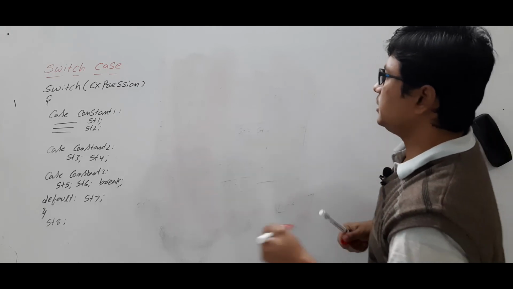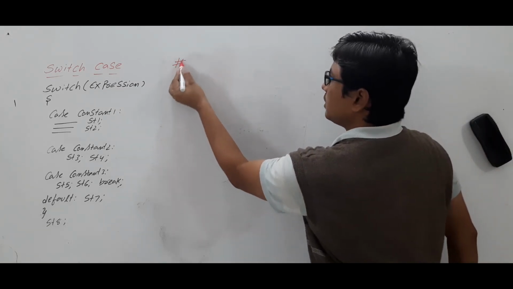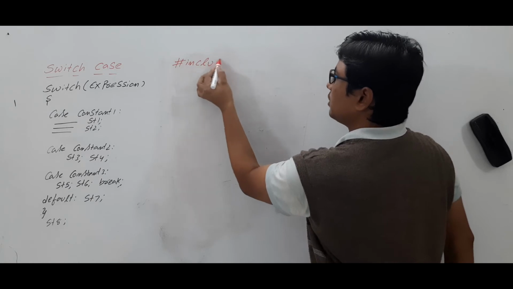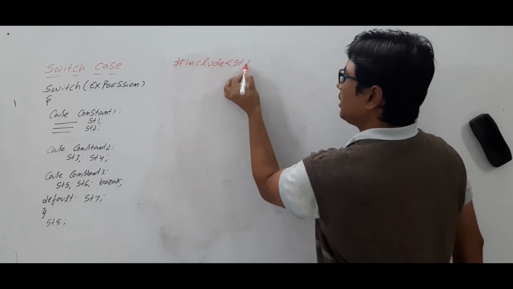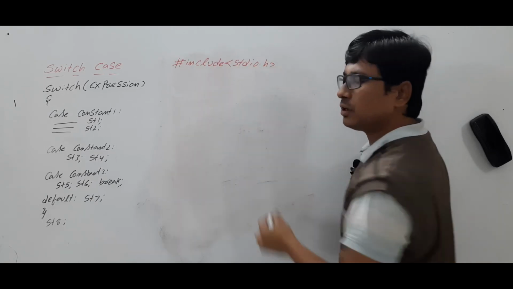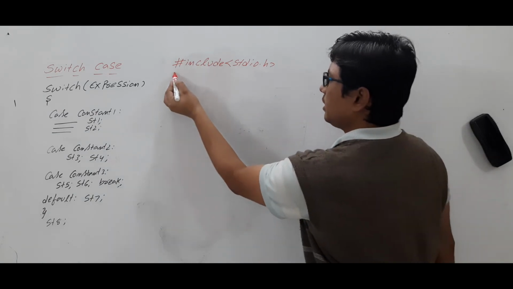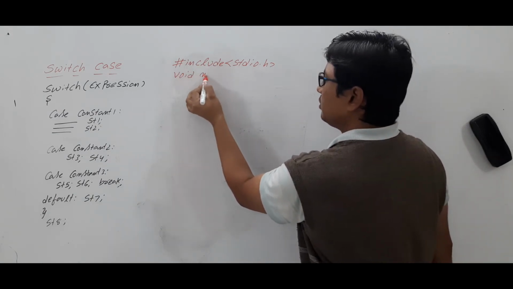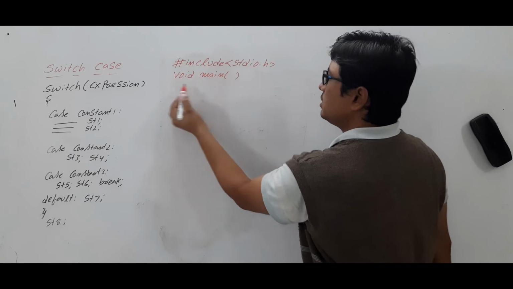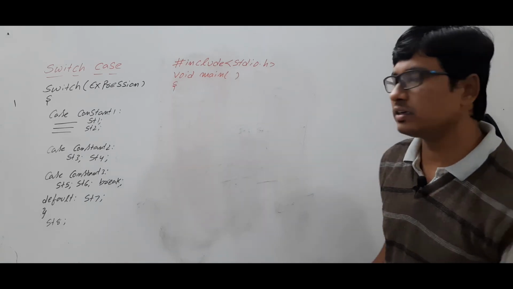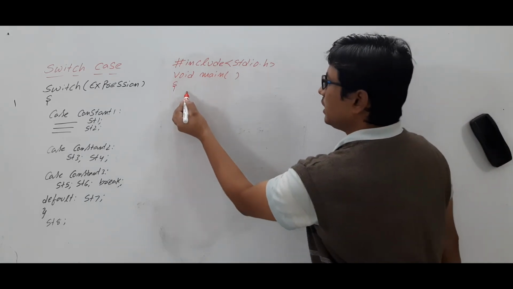Now, as I need to design a calculator, let me use the #include <stdio.h>, which is a header file for standard input and output. Okay, and I am using a main function with a keyword called void, saying that this function will not return anything.